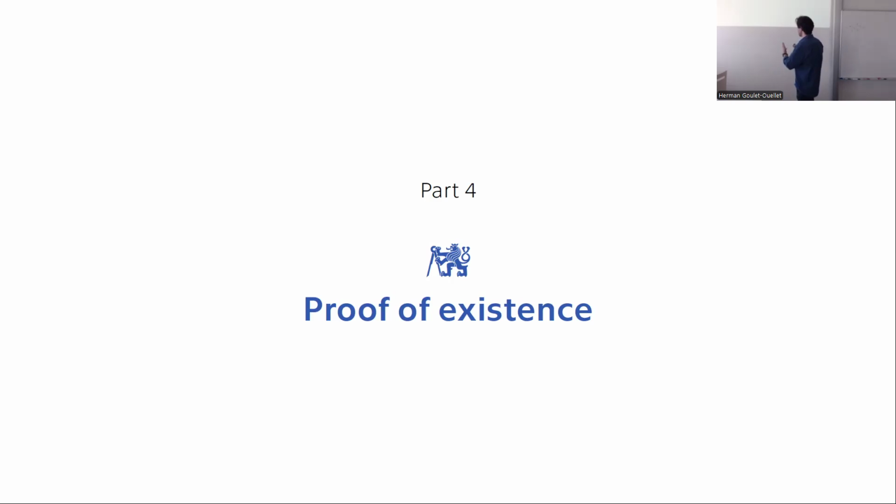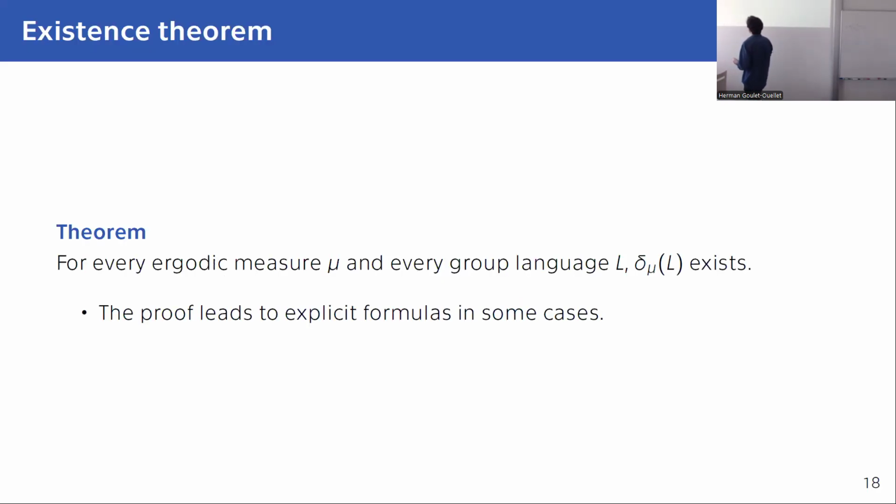So now I wanted to give some flavor of how we can prove the existence. So how can we prove this theorem? For every ergodic measure mu and for every group language L, delta mu of L exists. Moreover, the proof leads to explicit formulas in certain cases. More importantly, it can be used to prove this equidistribution property for the Fibonacci measure and other measures as well. So there's basically a large class. Francesco mentioned, did you say epistromian? Arnaud Rosy? Yeah. So there's a very wide class of measures which will satisfy this equidistribution property, and it all follows from the proof of this existence theorem.